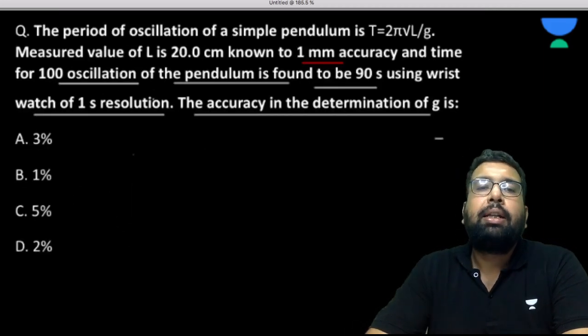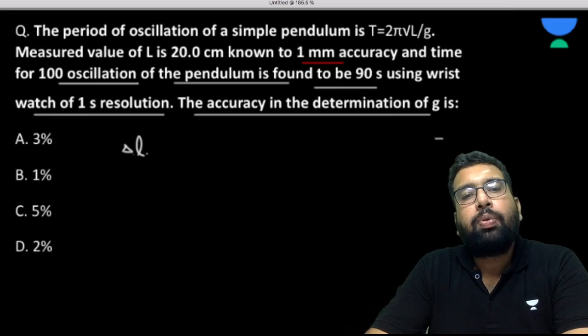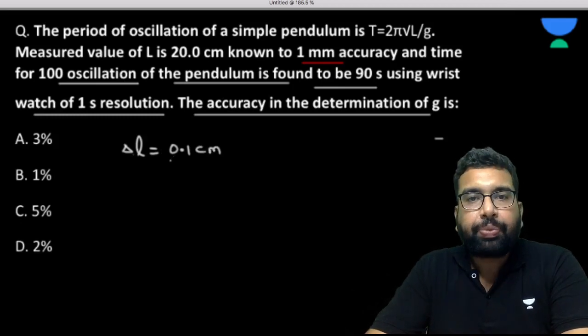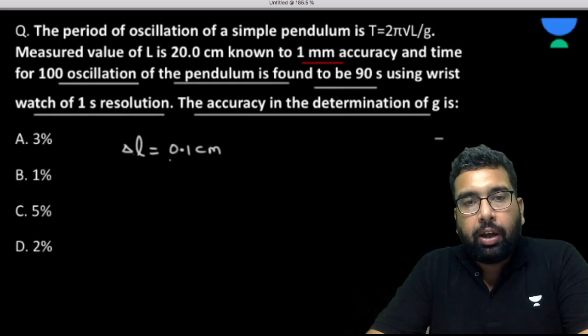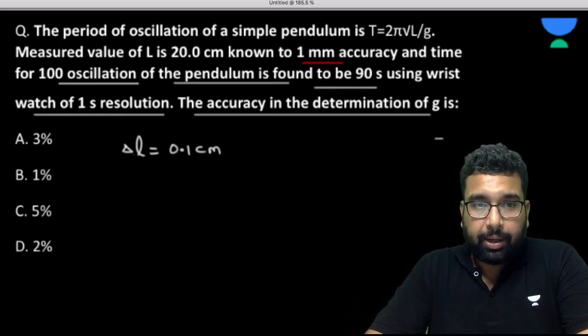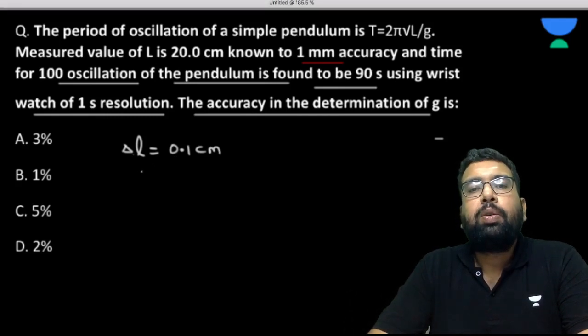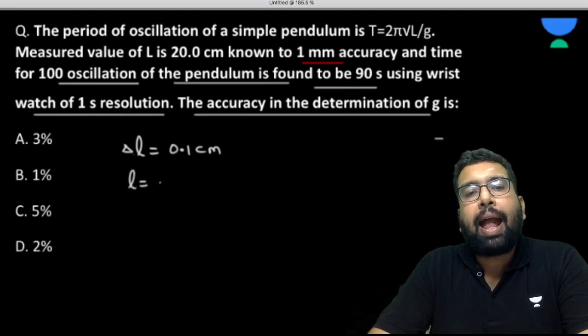Now please understand this. Let's sort this out. Delta L is 1 mm, so we can write it as 0.1 centimeter, because in 1 mm we have 1 by 10 of a centimeter. So delta L is going to be 0.1 centimeter, L is 20 centimeter, and then the time for 100 oscillations.